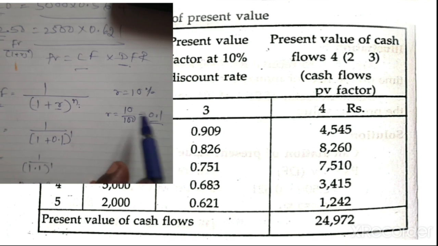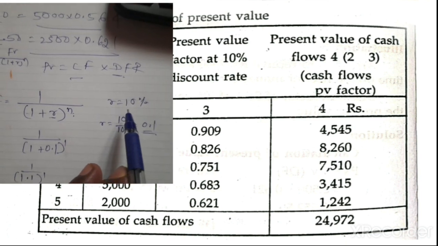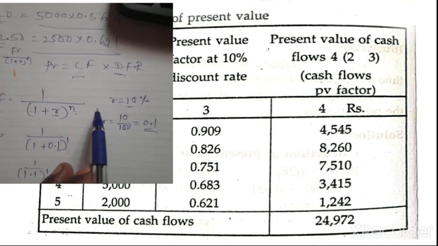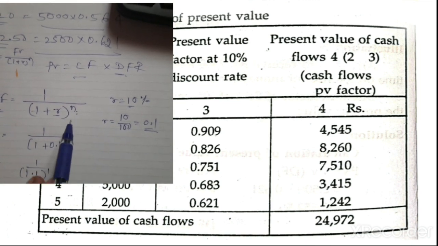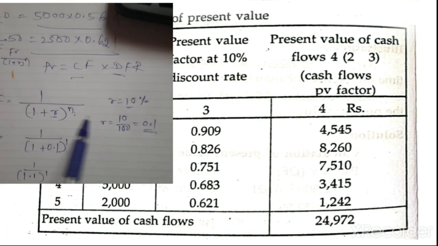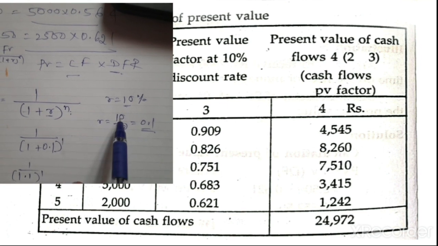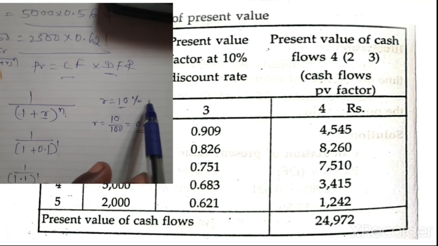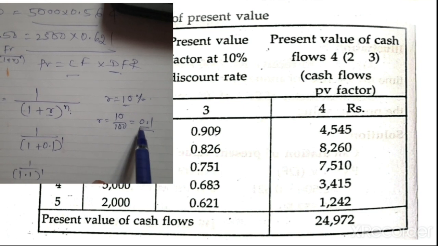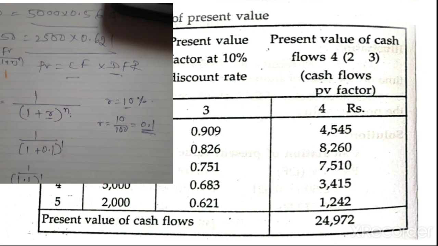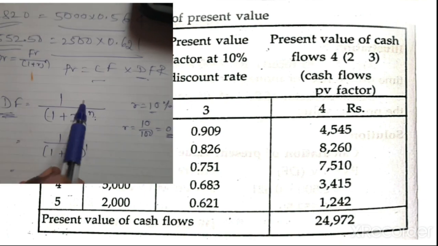According to this problem, the discount rate is 10%. And n? They give different years: first year 1, second year 2, third year 3, fourth year 4, fifth year 5. So for r, simplifying: 10 divided by 100, because percent is always out of 100, is equal to 0.1. Right now r is 0.1. Now I am going to tell you how we use this formula.